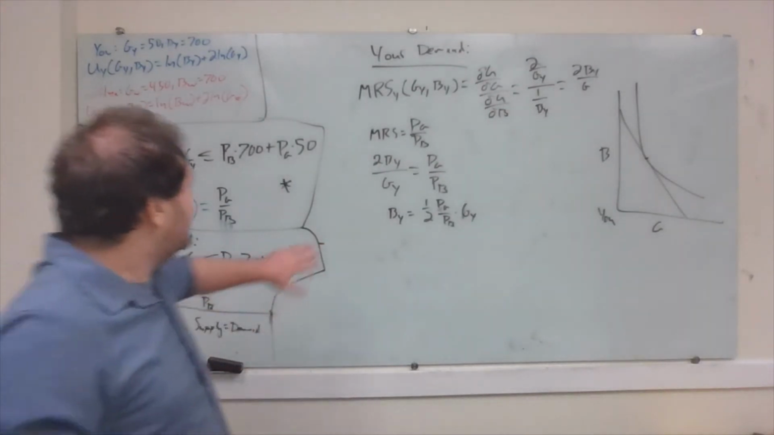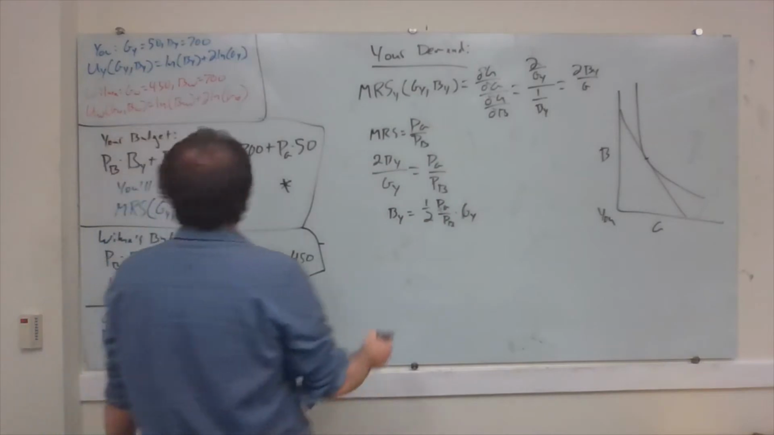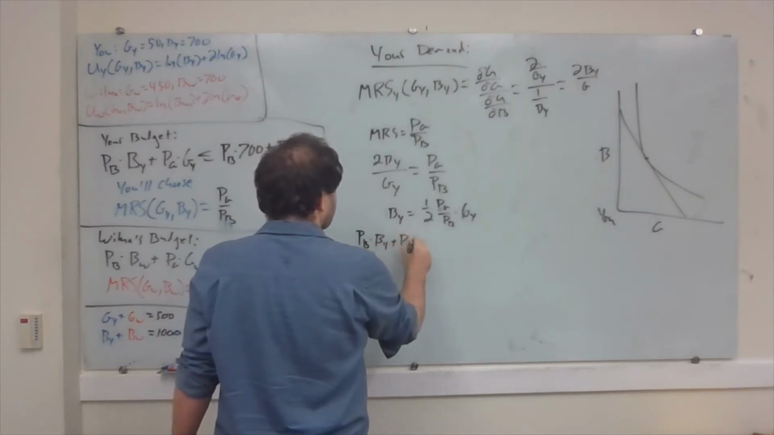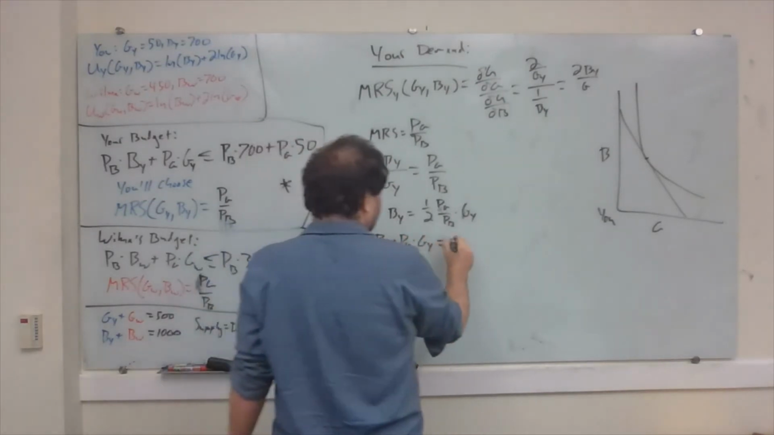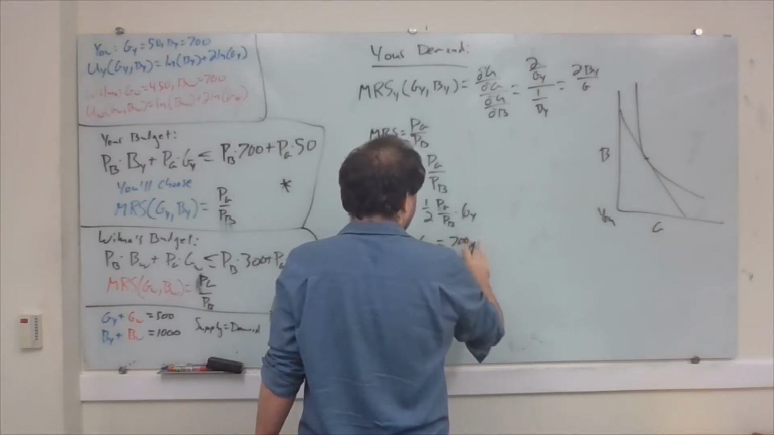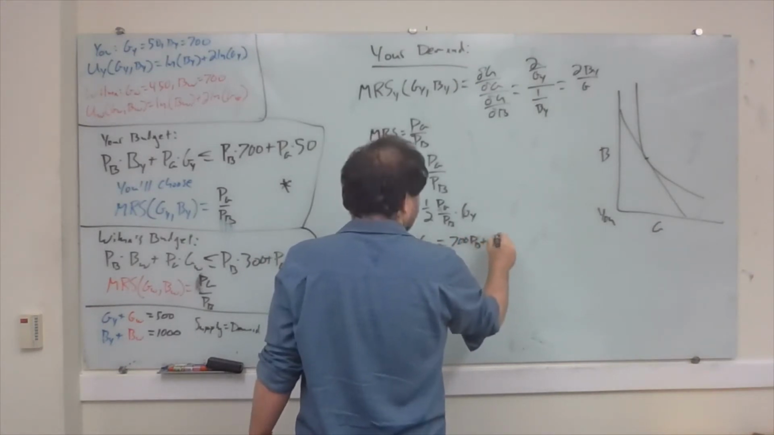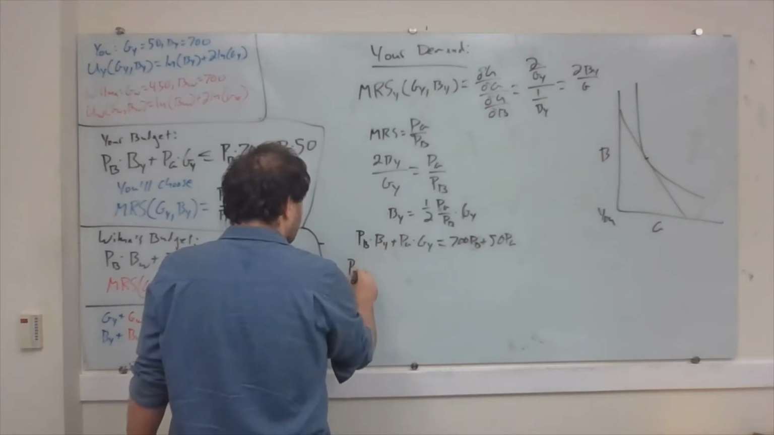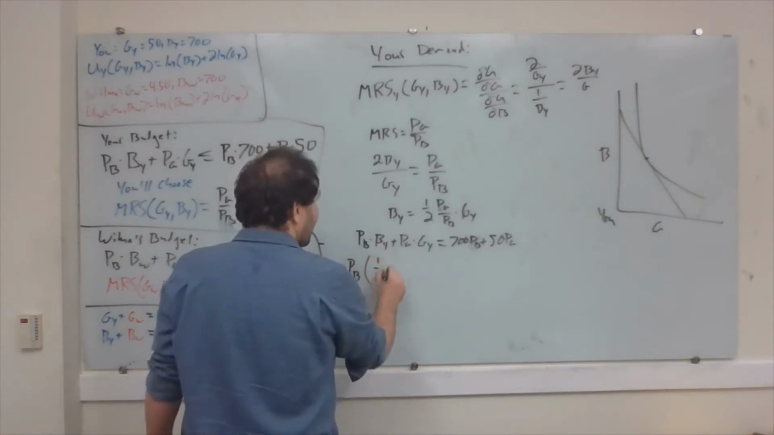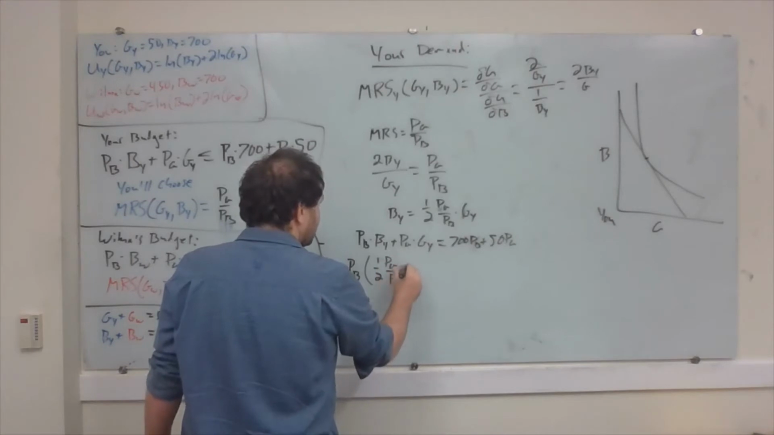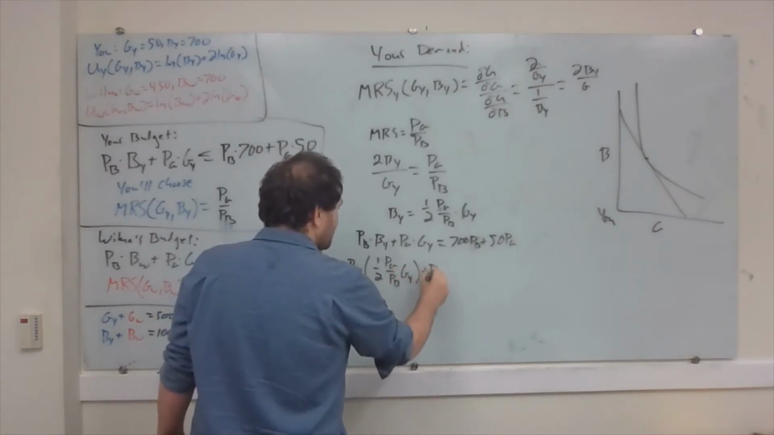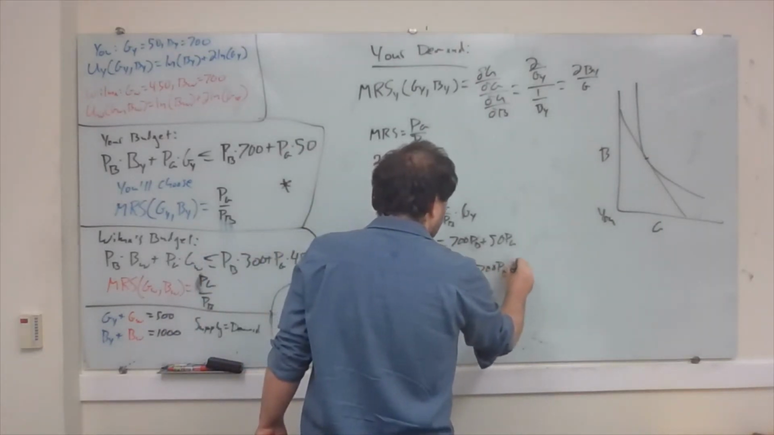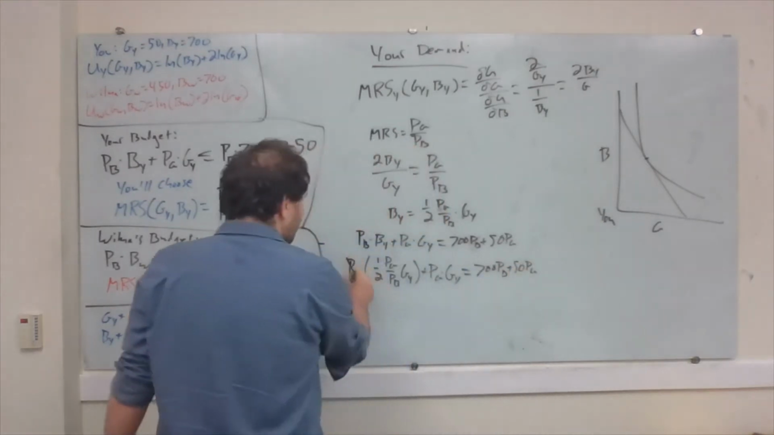But what we're going to do from here is take this and plug it into our budget constraint. So we'll say PB times B plus PG times G has to equal 700 PB plus 50 PG, right? We can then say PB times 1/2 PG over PB times G plus PG times G has to equal this, right? The PBs are going to cancel.